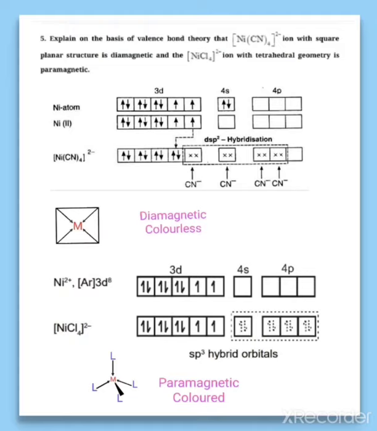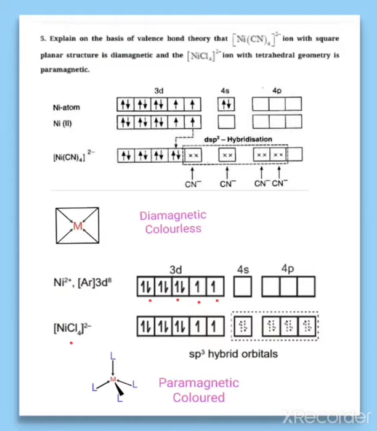So in this case the central metal ion is the same. So the configuration for Ni2+, that is 3d8, because the 4s electrons get removed, is the same 3d8. Now these 8 electrons are in the d, but here the ligand which is approaching is a weak field ligand.